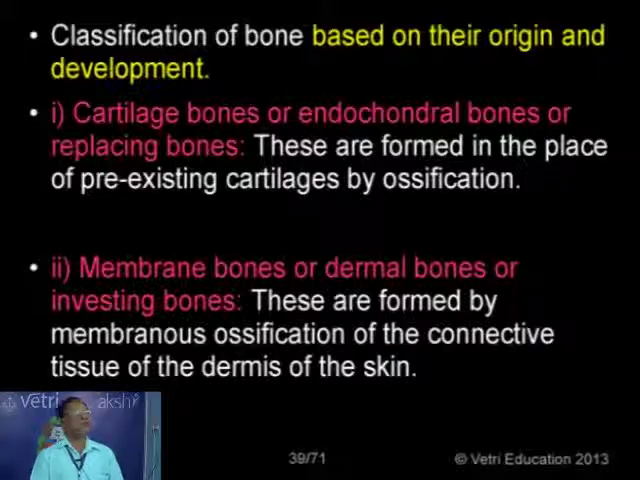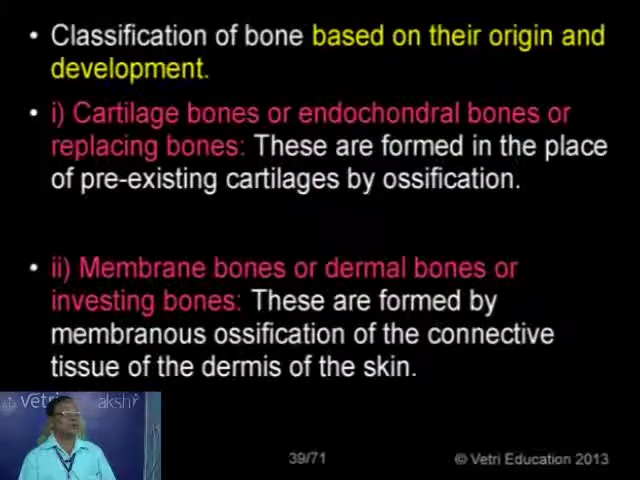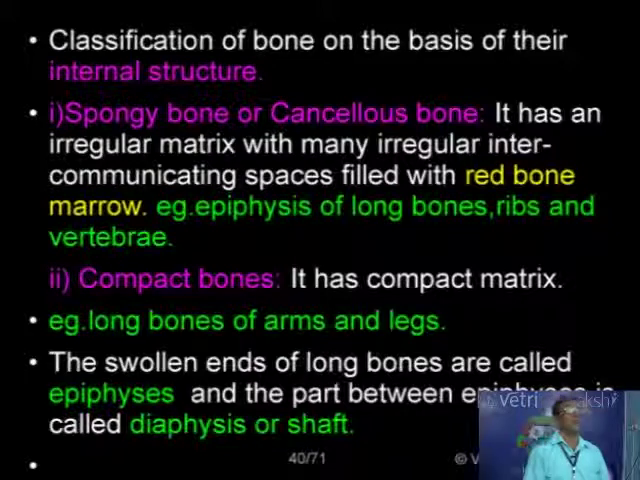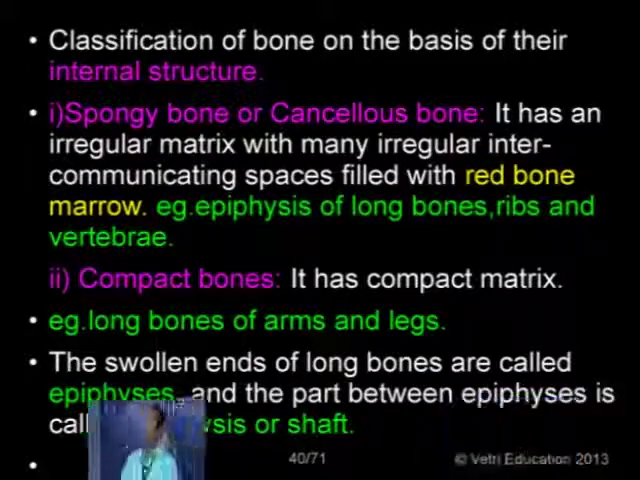So the bones are classified into two types based on the origin and development. One is cartilage bones, another is membranous bones. The membranous bones are formed in the place of the dermis just below the skin. The cartilage bones are formed in the place where you already have cartilage that is being replaced because of the ossification process. Now based on the structure, the internal organization, we can have two types of bones.